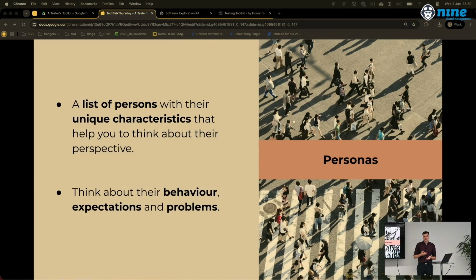So these are personas. A persona is a person that has unique characteristics or a specific perspective on something. You can have a list of personas, and each of them has another perspective, another requirement, or another thing they do with the software product you are building. This helps you think about their behavior, their expectations for the software, and also the problems they have, and how you think your software will solve those problems.